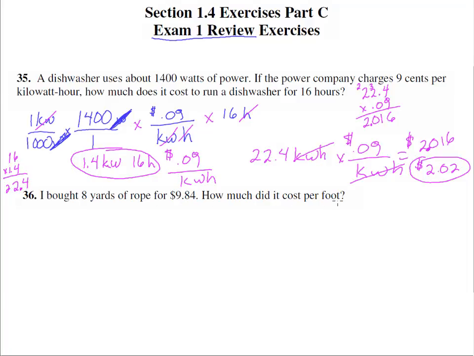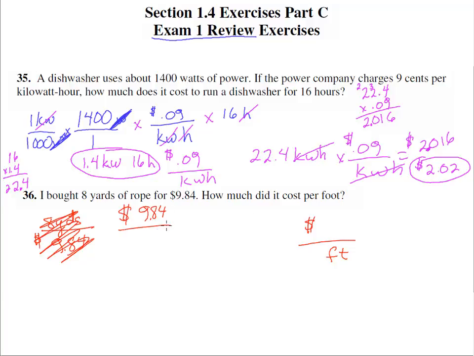Number 36: I bought 8 yards of rope for $9.84. How much did it cost per foot? So we're looking for dollars per foot as our answer, and that will tell us how we can do these problems. So he bought 8 yards for $9.84. Well, I don't want to write it this way. I need dollars on the top, so let's write it with the dollar sign on top so it'll match up.